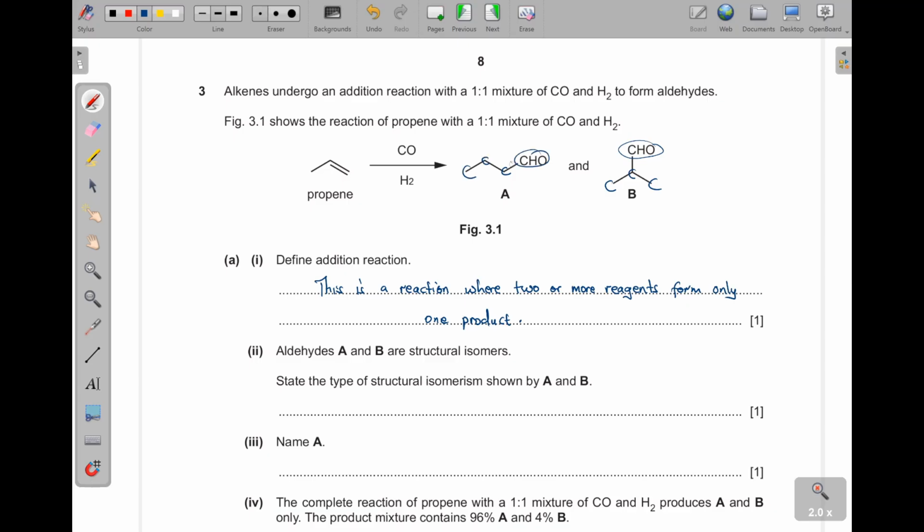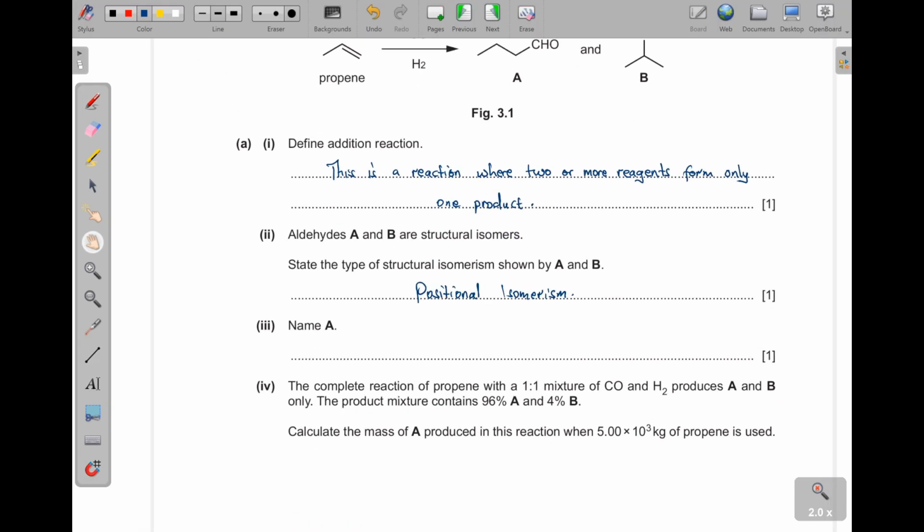So this one is on carbon 1, 2, and 3. Now here we are seeing 1, 2, and 3, and now it is on the second one here. So this one is about the position. We are seeing the position of the functional group. So this has to be positional isomerism. Just like that. And then the next one, name A.